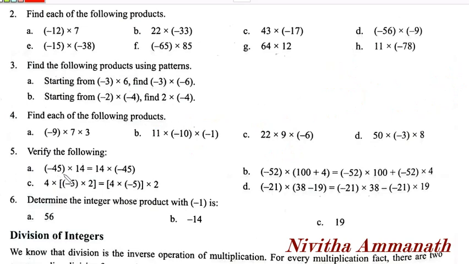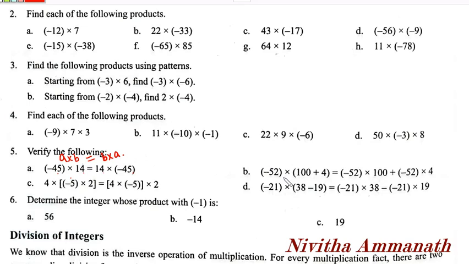Now, the next question is, verify the following. Minus 45 into 14 equal to 14 into minus 45. That is, this is the commutative law, right? So, the commutative law holds for the multiplication of integers, right? So, this is equal only. You have to do 45 into 14 and a negative sign. Then here 14 into 45 is also negative, right? So this is the same. You have to verify.